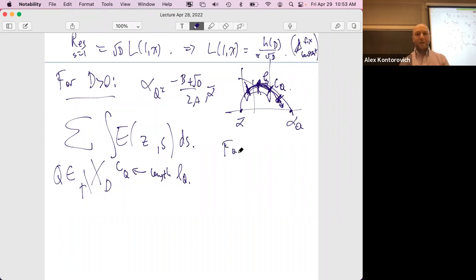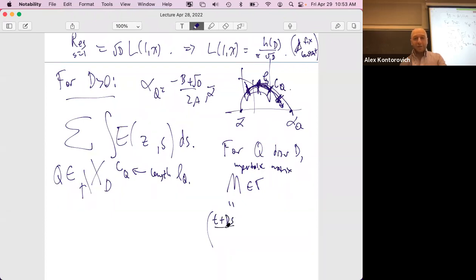So for Q, of discriminant D, remember we get this hyperbolic matrix M, and for an equivalence class of Q's, we get a hyperbolic conjugacy class, but the matrix itself is given by (T plus sqrt(D) S) over 2. Am I going to remember this?